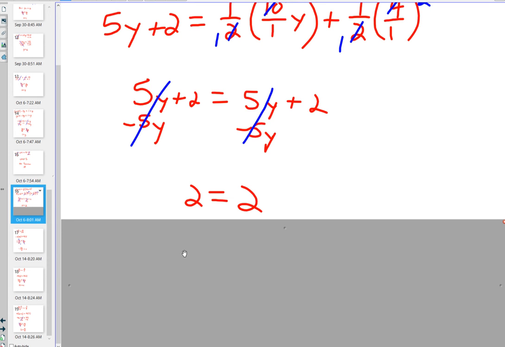I could go one by one. Give me your favorite number. And every single number you give me, I would put back into the top of the equation, and I would end up with two equal sides.